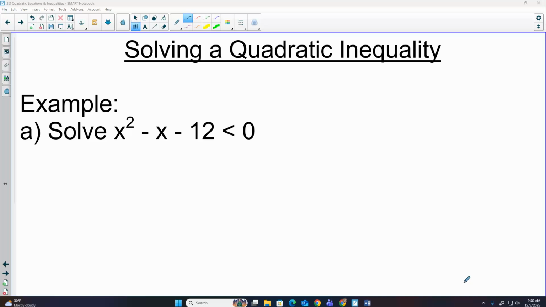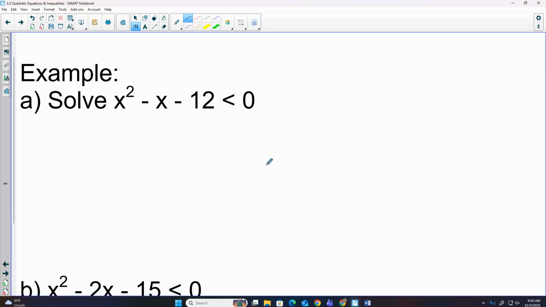Quadratic equations. Remember we talked about solving them by factoring, square root method, completing the square, quadratic formula. So we talked about all these different things. Today we're looking at inequalities, which are very similar, except instead of an equal to, it has a less than or a greater than. And we're going to start off the same way.